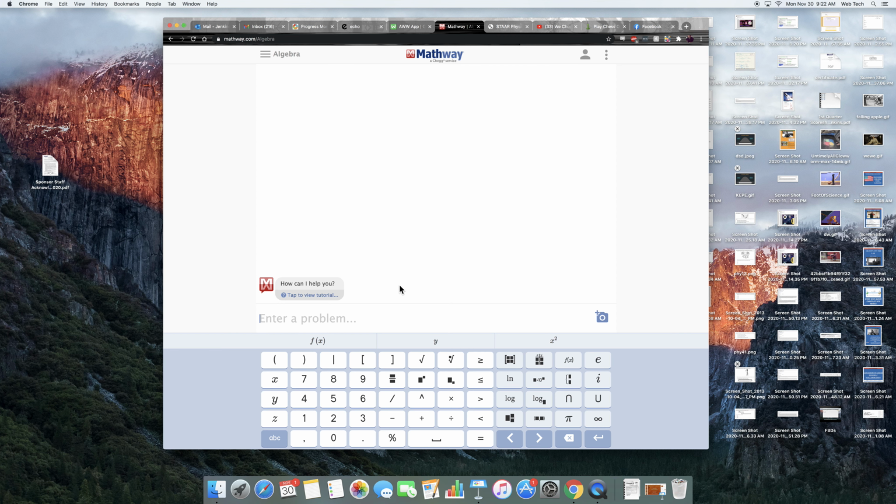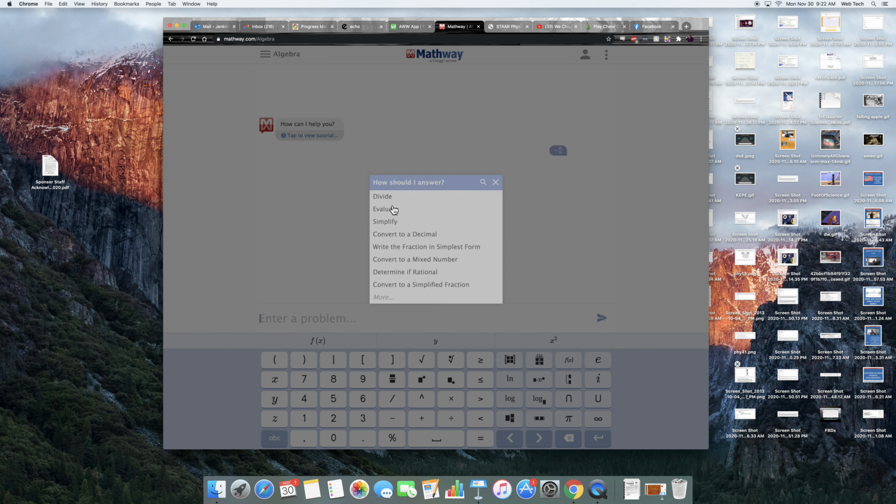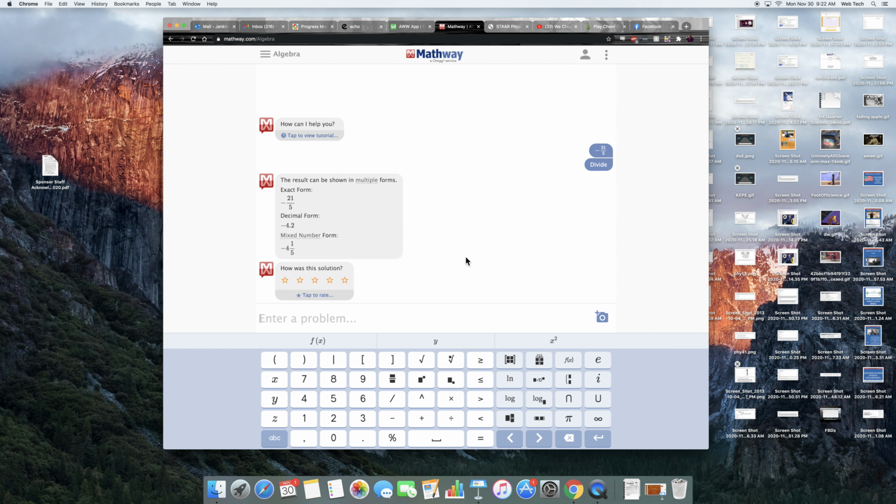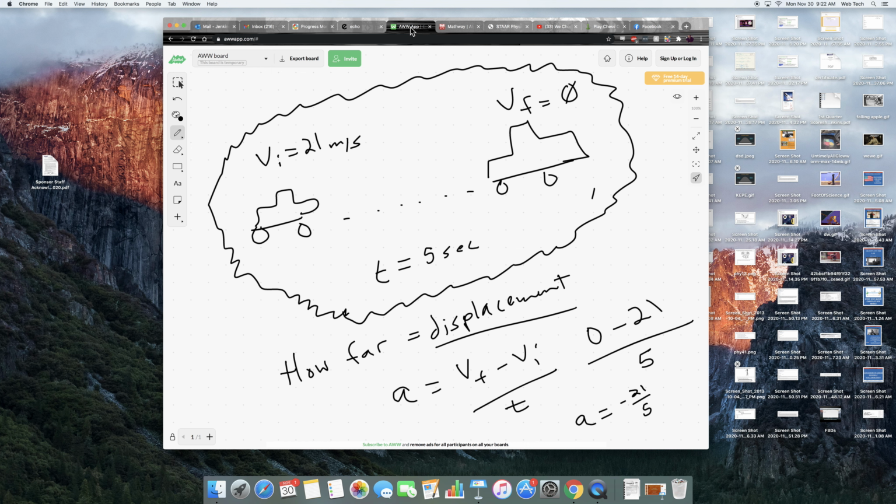And guess what? I got my calculator here. I'm going to say negative 21 over 5. And that's going to show me, I'm going to divide, and it's going to say negative 4.2. I like decimals. Negative 4.2. So I've got an acceleration of negative 4.2. Now what can I do? Now I can go and I can find displacement, right?